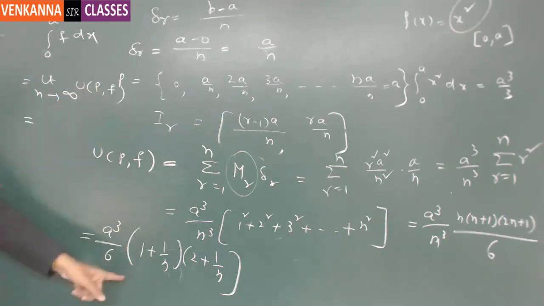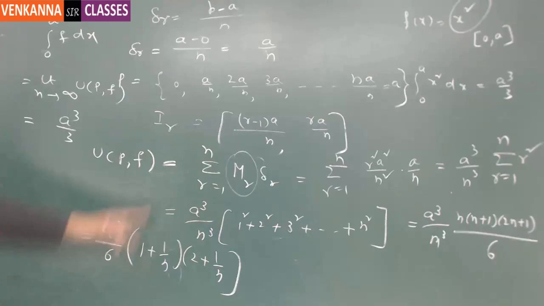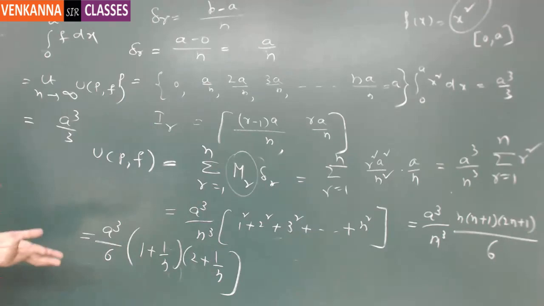So if you apply the limit here, it will be a cube by 3. Similarly, we will calculate L(P, f), and for the lower integral we apply limit n tends to infinity, and you will get a cube by 3 as well. Applying the same formula, the sum of the squares of the first n natural numbers, we will get it. So the lower integral and upper integral are both equal, hence the function is Riemann integrable. The common value is a cube by 3, so the integral from 0 to a of x square dx is nothing but a cube by 3. That is the conclusion.